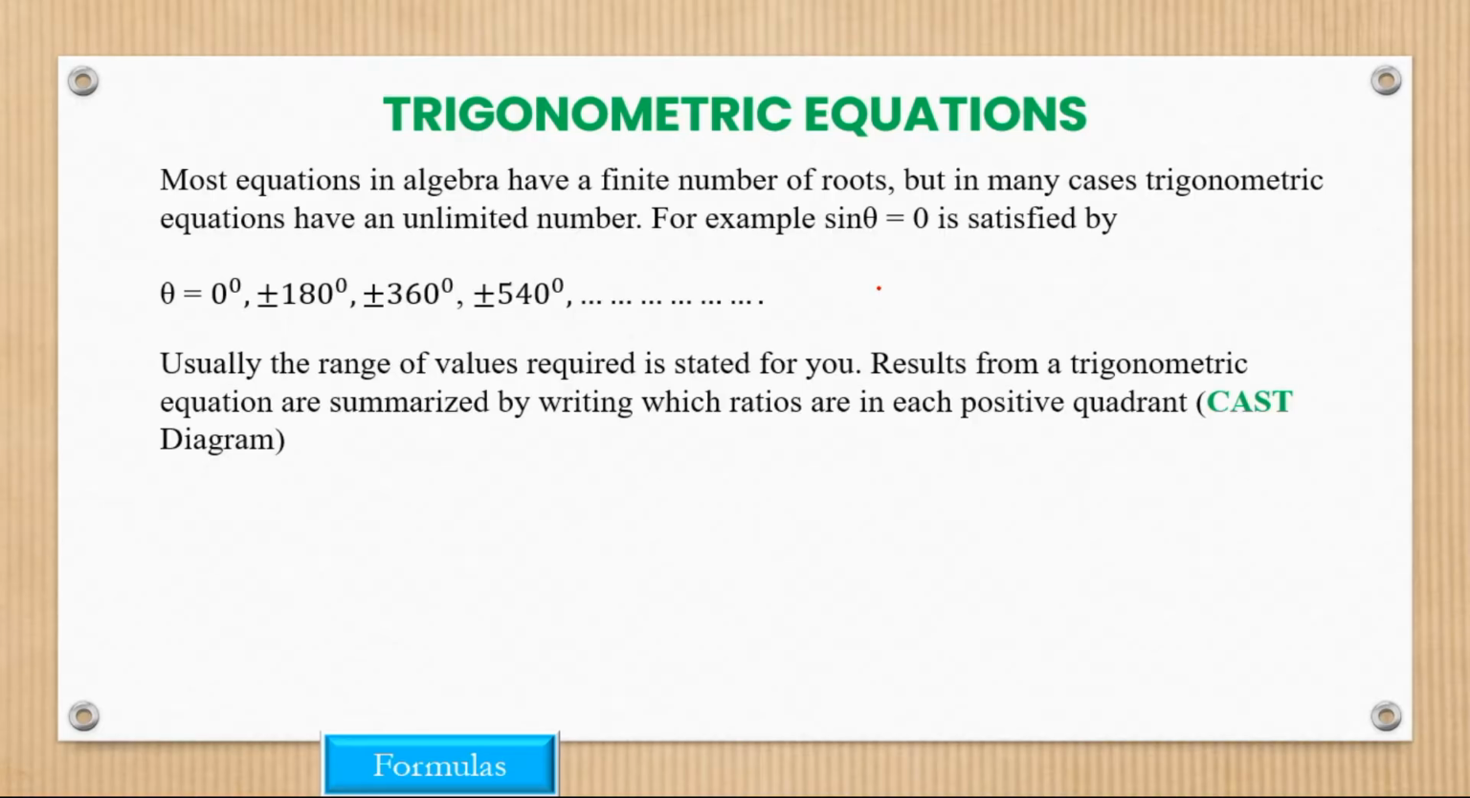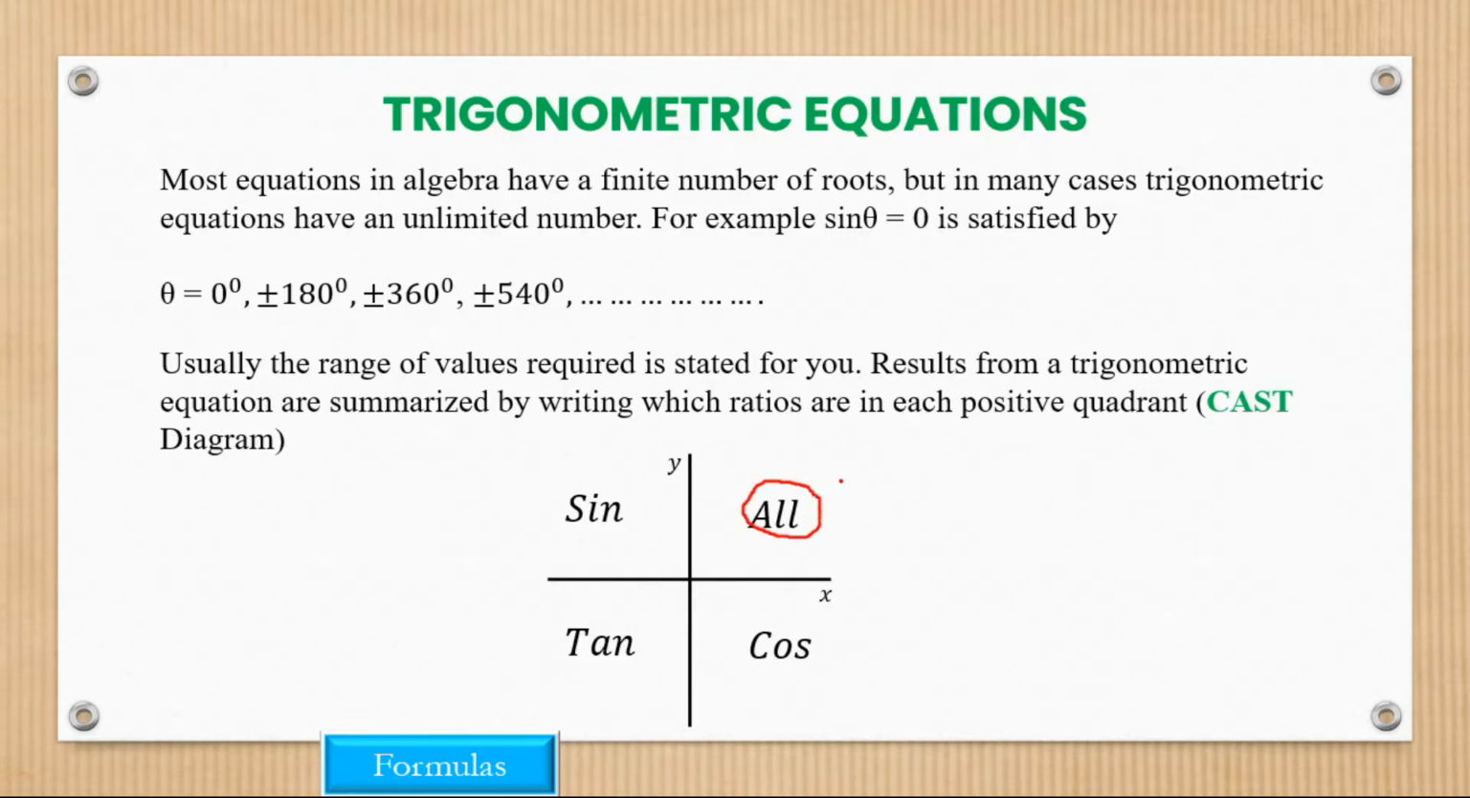So we're going to be drawing a diagram that I call a cast diagram. The cast diagram has different quadrants. One of the quadrants is a region where all are positive, and then the second quadrant is where only sine is positive. The third quadrant is where only tan is positive. Then the fourth quadrant is where only cos is positive.